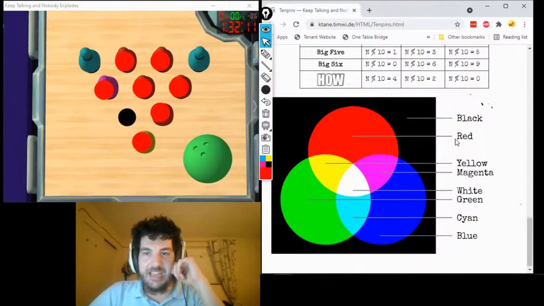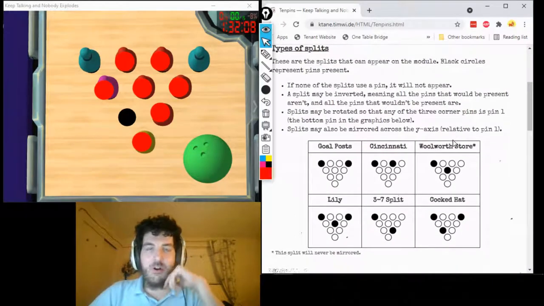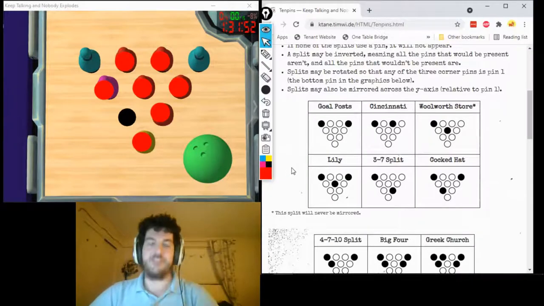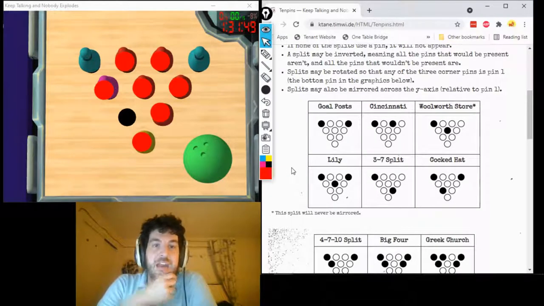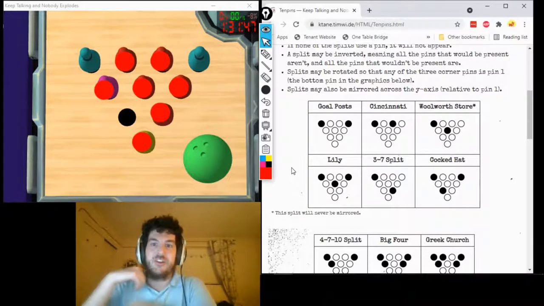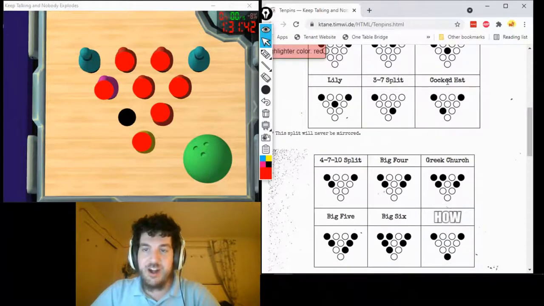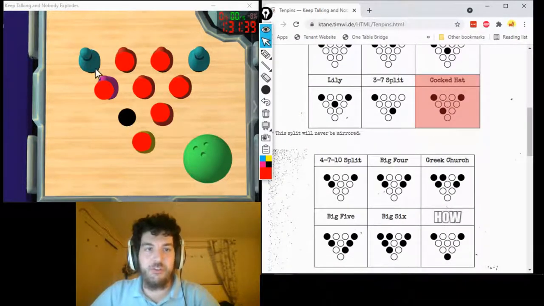Let's have a look at the table here. Here are the various splits that these pins can be in. The black pins represent pins present, and what we have to find is the leave, whether it's rotated and whether it's inverted. That is, it shows everything except the pins in that leave. And it could also be mirrored, but that's not material to the solution. In this case, what we have here is an inverted cocked hat. See that? The 2-pin, the 7-pin, and the 10-pin are missing here. And it's not rotated at all, so the 1-pin is at the bottom.